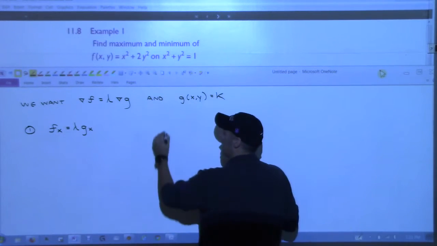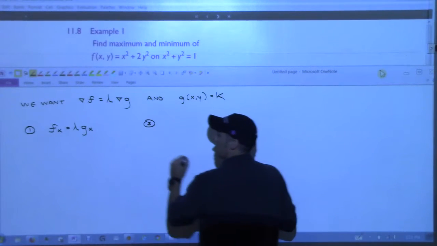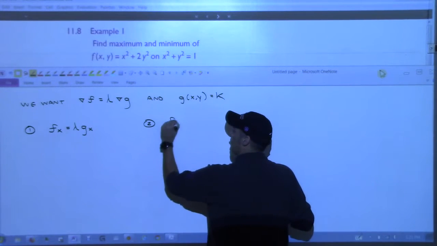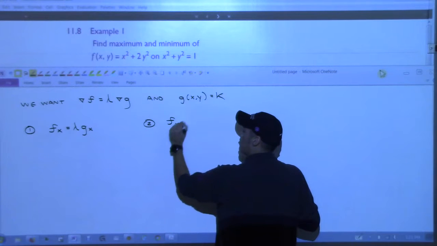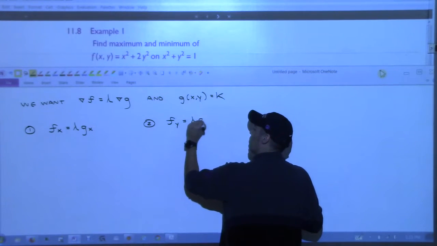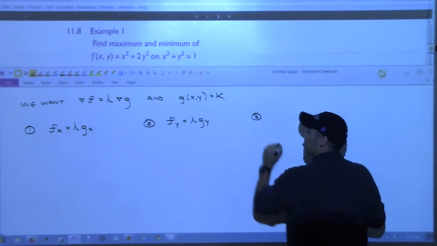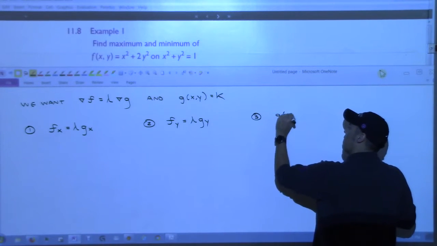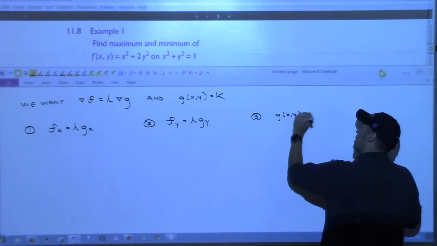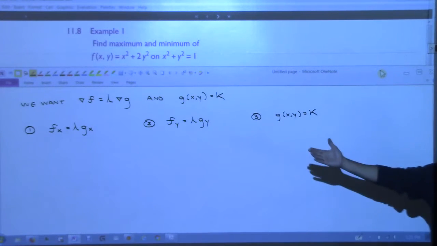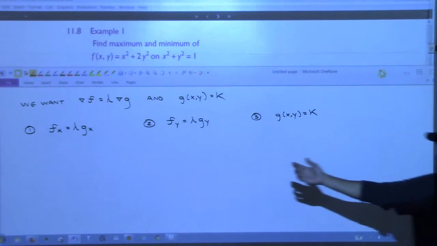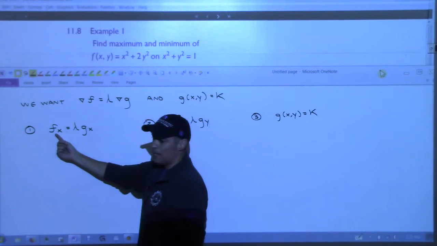What's the second thing we need? Partial of f with respect to y must be equal to lambda times the partial of g with respect to y. And then what's the third condition that must be met? G of xy must be k. Okay, so now let's start filling this in, right? What is the partial of f with respect to x?